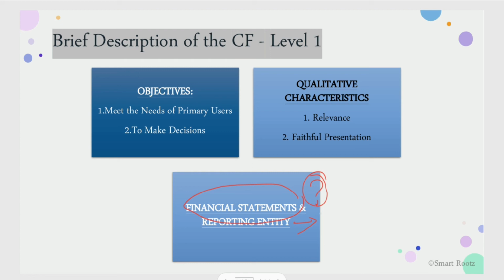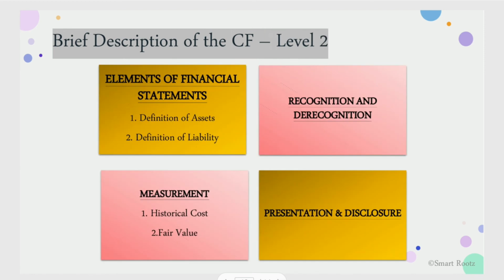So whether a reporting entity is a single entity, or if an entity has a parent and subsidiary, whether parent plus subsidiary is a single entity, all that is defined in the conceptual framework. And it also defines the elements of financial statements. What is an asset? What is a liability?